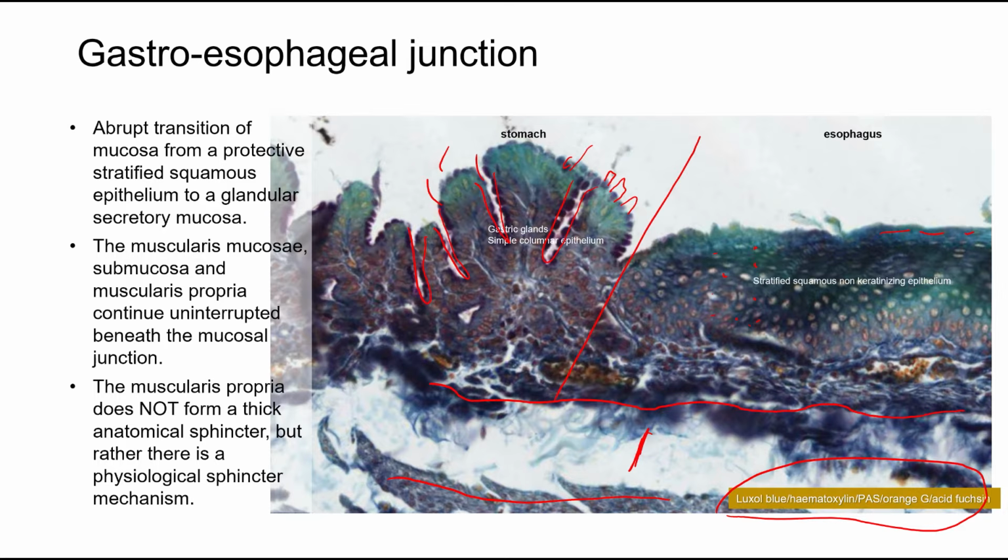So there's actually the sphincter here between the esophagus and the stomach. The gastroesophageal junction is a physiological sphincter rather than an anatomical sphincter. An anatomical sphincter, like the one that is located at the gastroduodenal junction, means that there is a thickening of the smooth muscle fibers at the muscularis propria.